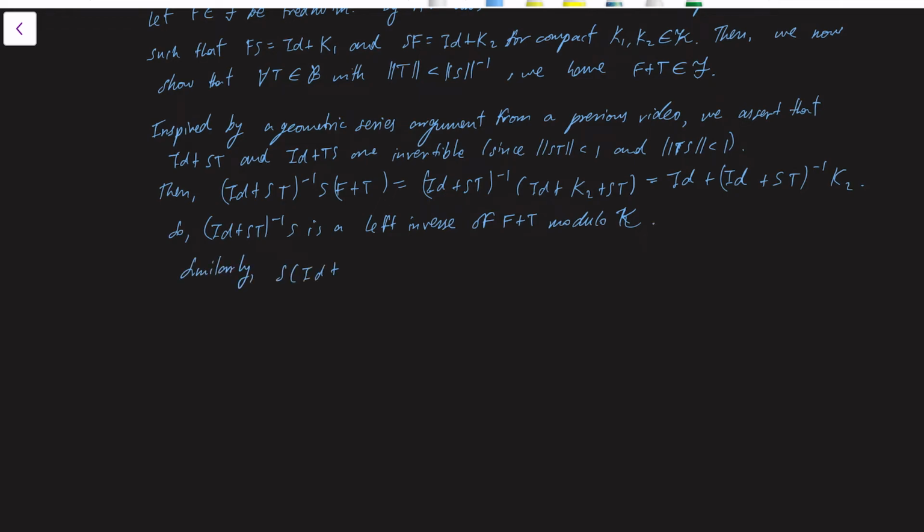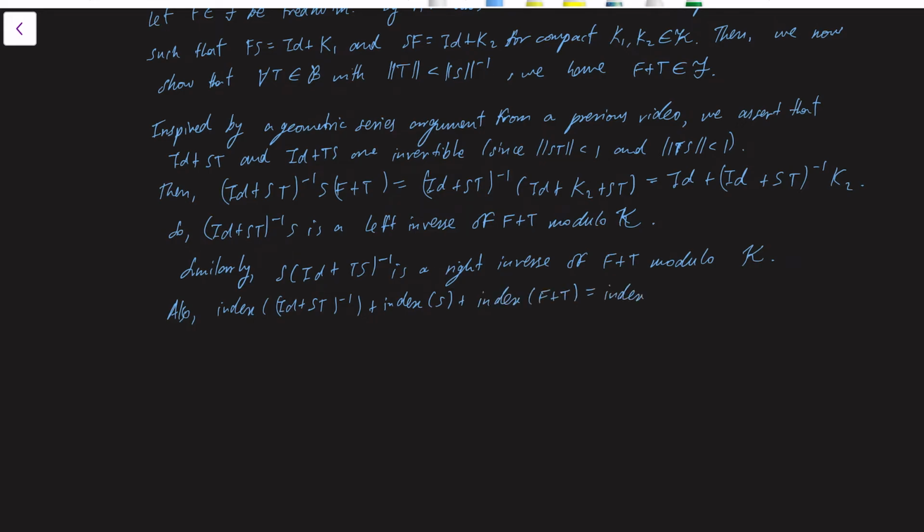So the identity plus ST inverse times S is a left inverse of F plus T modulo the space of compact operators. Similarly, S times the identity plus TS inverse is a right inverse of F plus T modulo the space of compact operators. Also, the index of the identity plus ST inverse times S times F plus T is the index of the composition of each of these operators, and that's the index of the identity plus a compact operator, and that's 0.